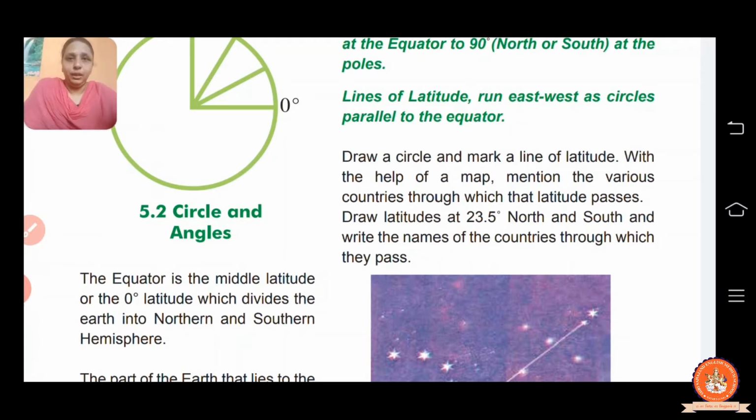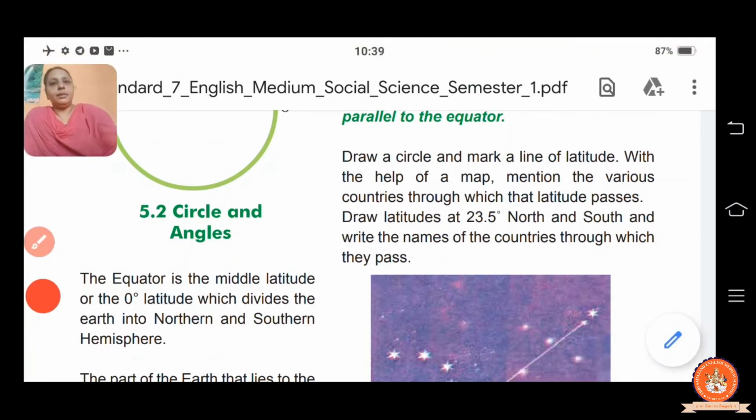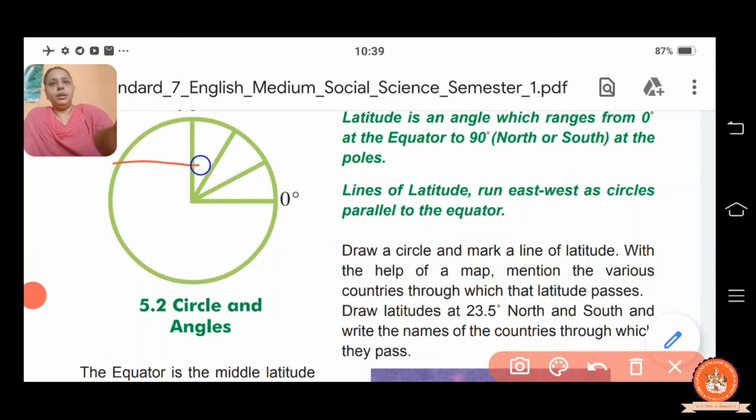So we have to say, in the north, if it is 23.5 north, which countries are there? So USA, Russia, Norway, England are the northern part of those countries that pass through the 23.5 latitude. If we say the 23.5 south latitude, it passes through Brazil in the south. Okay, beta.